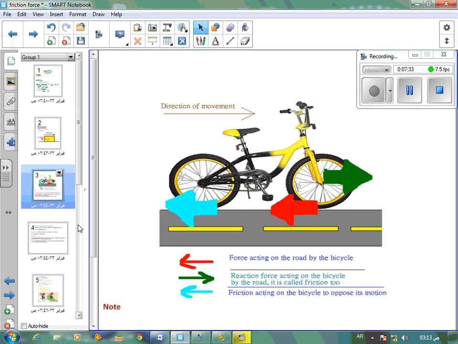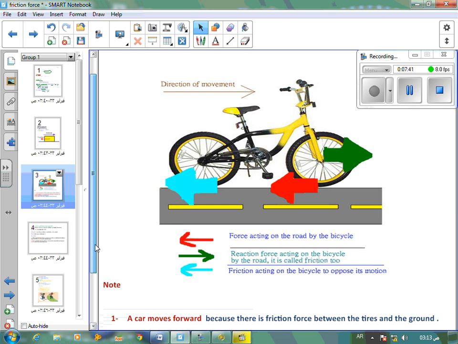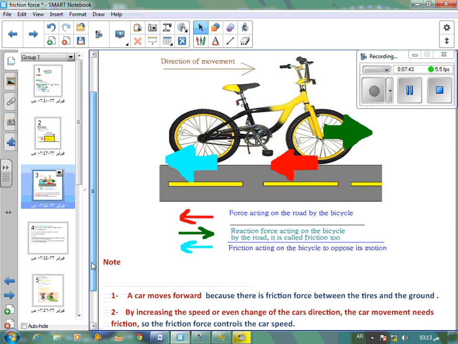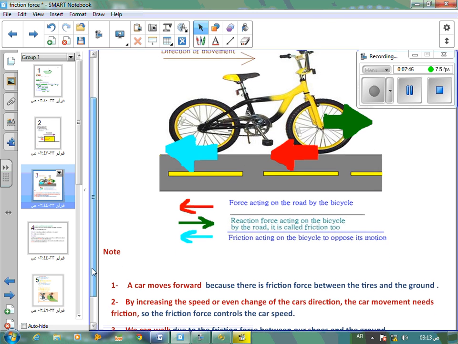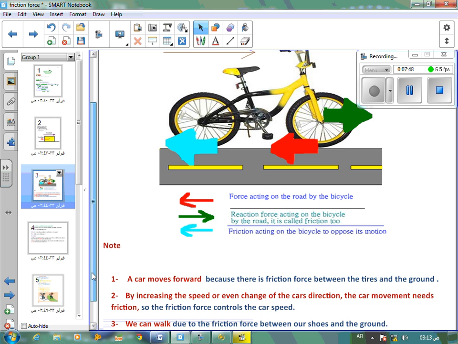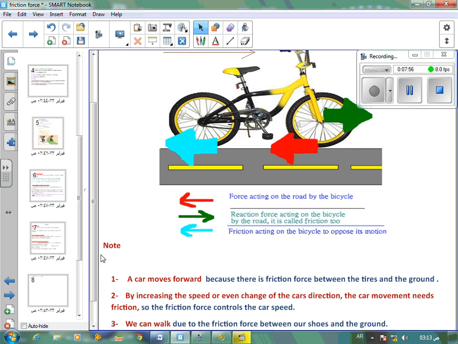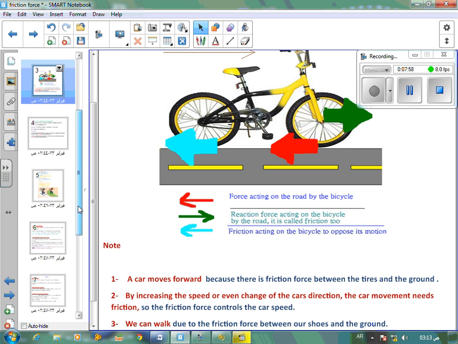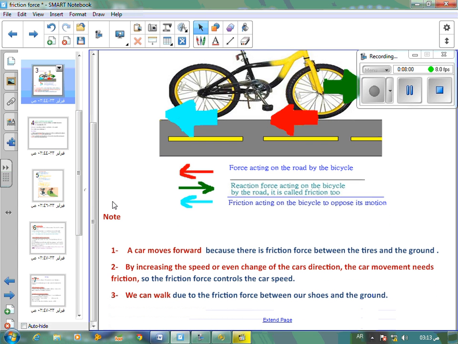And look at this figure. We found that the bicycle moves forward, but there is friction force between the tires of the bike and the road. So it prevents the bicycle from slipping. So we can find that the force acting on the road by the bicycle is in the opposite direction of the movement of the bicycle.